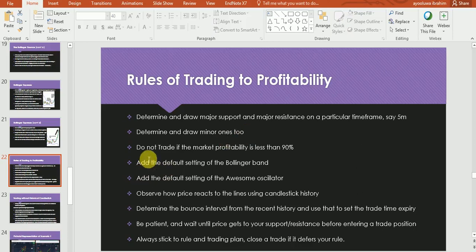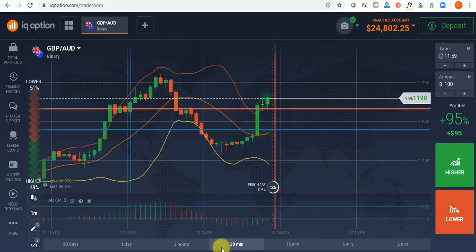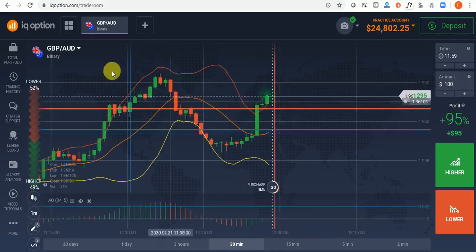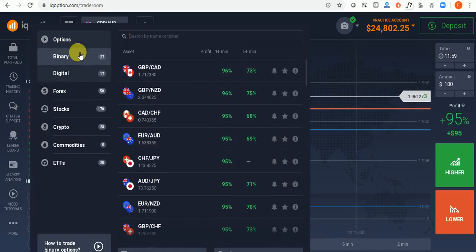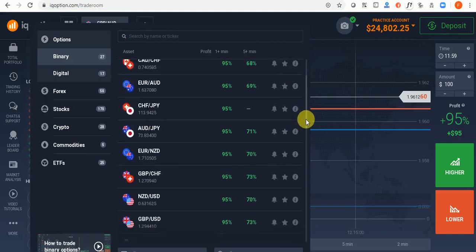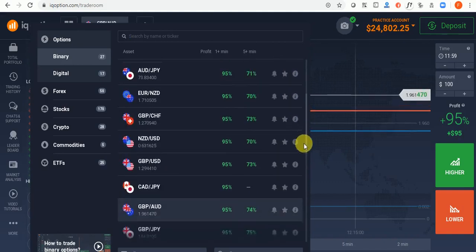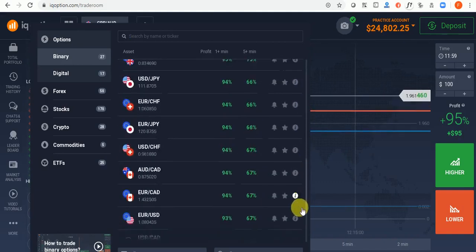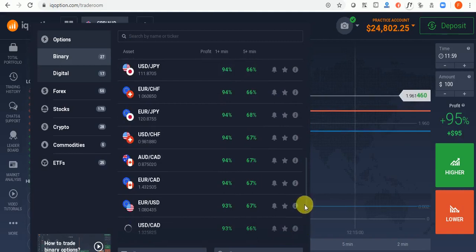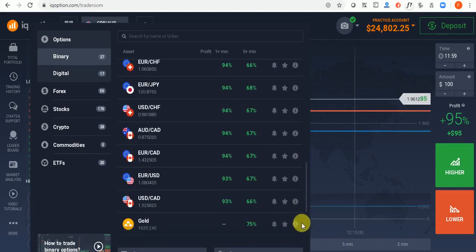Okay, now do not trade if the market profitability is less than what? 90%. Remember that when I was trading, I traded at 95%. I would not trade at less than 90. As you can see, the market is good today. Most of the market is on 90% for trades that are from 1 minute to below 5 minutes. In fact, most of today's market is on 90 and above. So this is one of the best times to trade.